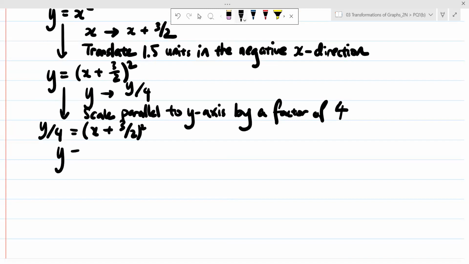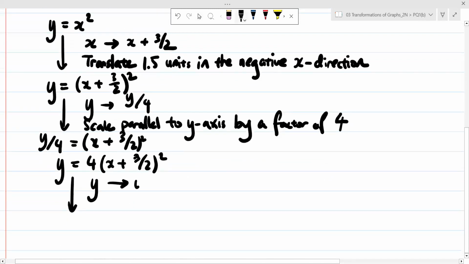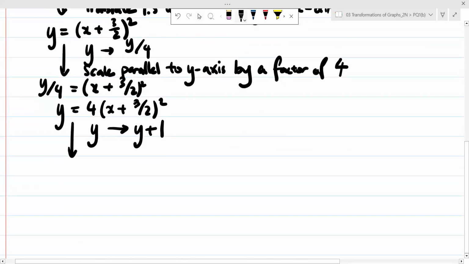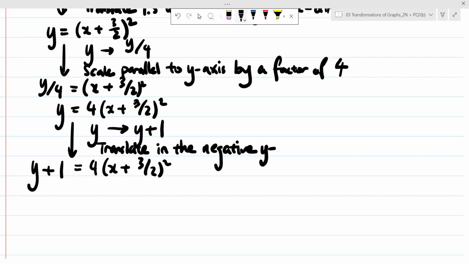let's simplify this first. Sorry. Lastly, you will replace y with what? y minus 1? y plus 1. Okay, so be careful. Replace y with y plus 1. So I'm translating in the negative y direction by 1 unit.